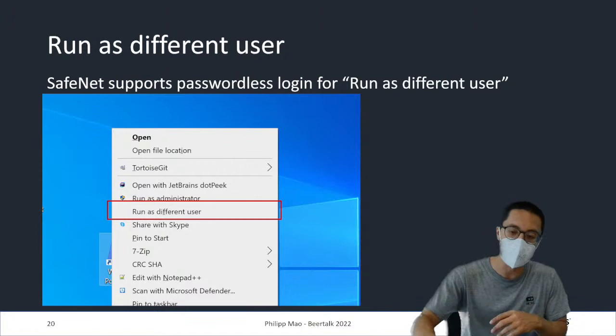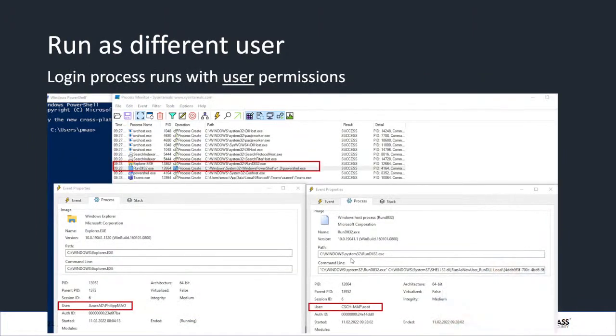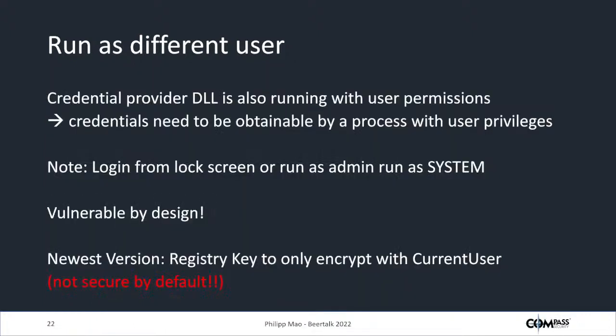And what's interesting about this is that this run as different user login process is basically started by the Explorer process. And the Explorer process, of course, runs with normal user permissions. And so the login process runs with normal user permissions. And this means that the SafeNet credential provider DLL that is loaded runs with normal user permissions.